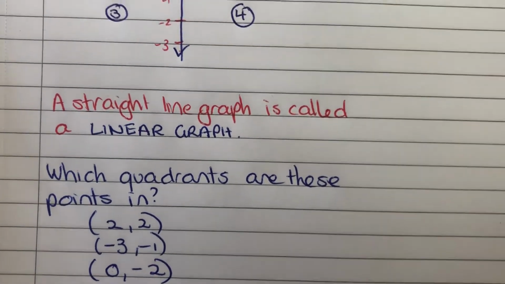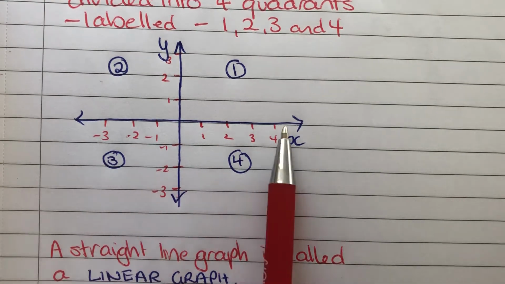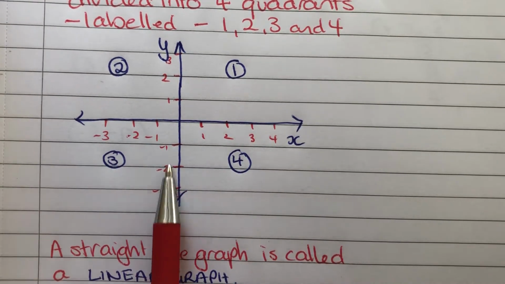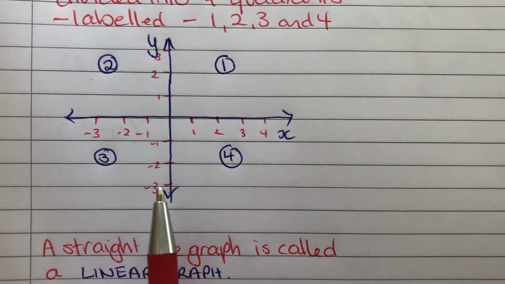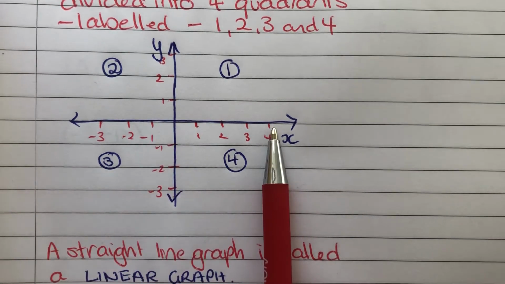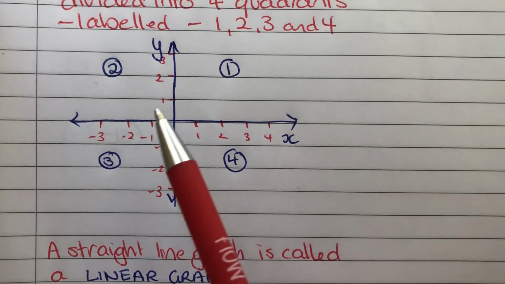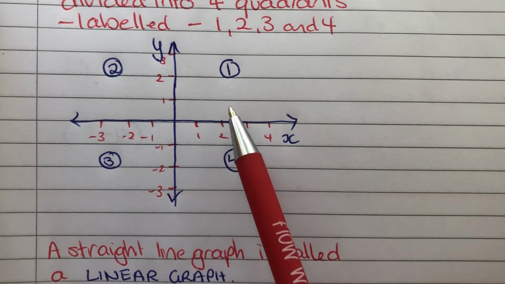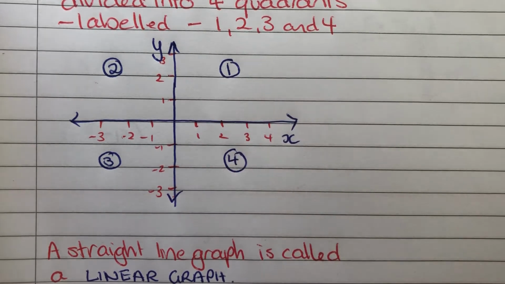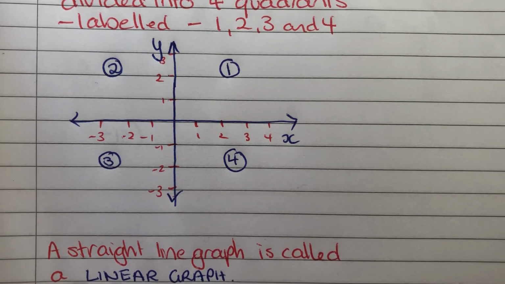Remember, we always run, which means we always go across the x value before we jump. So we don't want to go y first, we always go x. So the point is 2, 2, so we would go across 2 and up 2, and we would land in the first quadrant. So the first point is 2, 2, and it would be in the first quadrant.